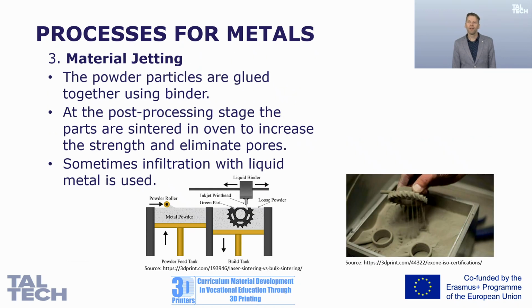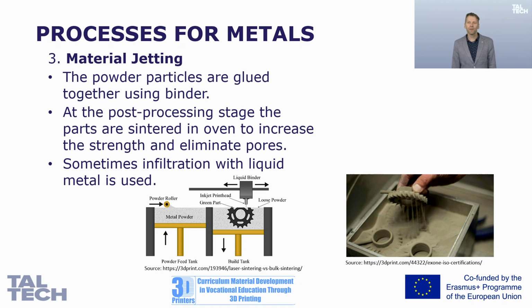The third option is to use material jetting. This is similar to the technology used in the case of plastics, where we use powder material and we are printing glue where the part has to be. So the glue is binding particles together, and they are glued to the previous layer, and layer by layer we can build the 3D model this way. However, only glue is holding these particles together, so it's not very strong.